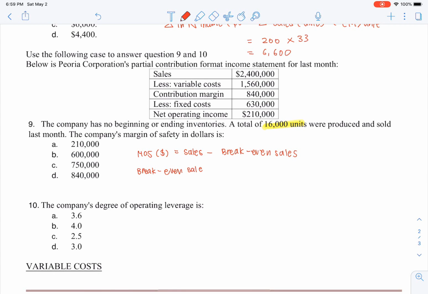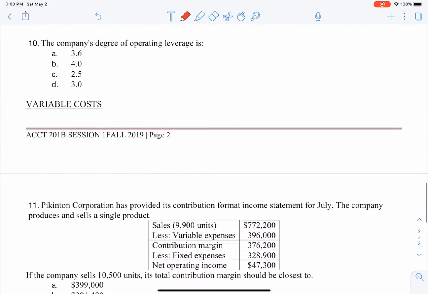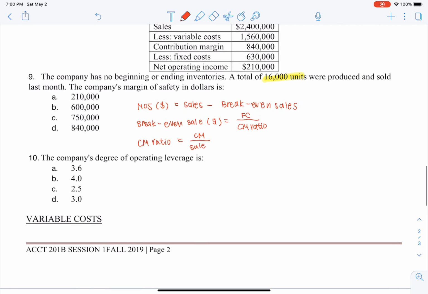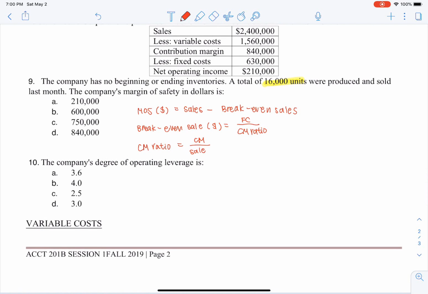So the break-even sales, I'm not sure, do you still remember? It's our fixed expense divided by the contribution margin ratio. And the contribution margin ratio also wasn't given, so the contribution margin ratio is just going to be our contribution margin divided by sales. So we have to work our numbers from the bottom to the top of the equation.